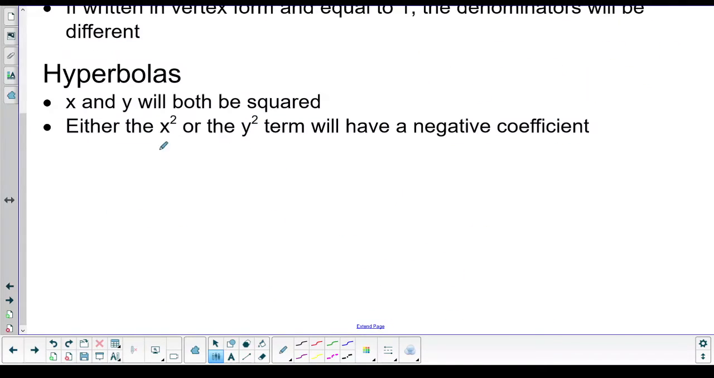So the denominators of hyperbolas, because they're talking about our transverse and conjugate axes, these two numbers are going to stretch it horizontally or stretch it vertically. But if they're stretched the same amount in both directions, then your hyperbola is going to look a little squarish. But that's a-okay. That can happen.